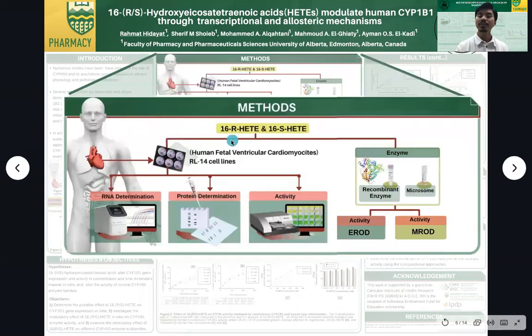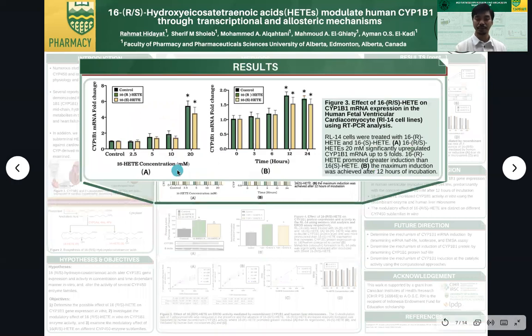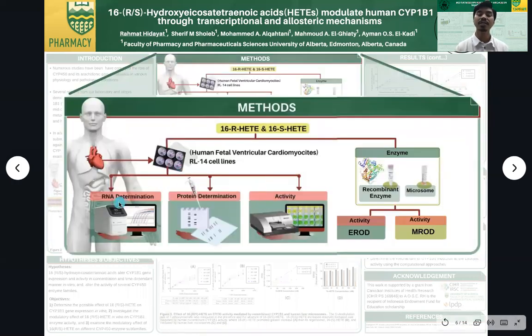Initially, we incubated 16RS-HETE in a plate containing RL14 cell lines. Then, we measured the CYP1B1 mRNA expression using PCR analysis, protein expression using Western blot analysis, and CYP1B1 activity using CYP1B1-dependent EROD assay in the cells, as well as using human recombinant enzyme and human liver microsomes as mediators. Also, EROD assay to investigate the effect of 16-HETE on different CYP enzymes.